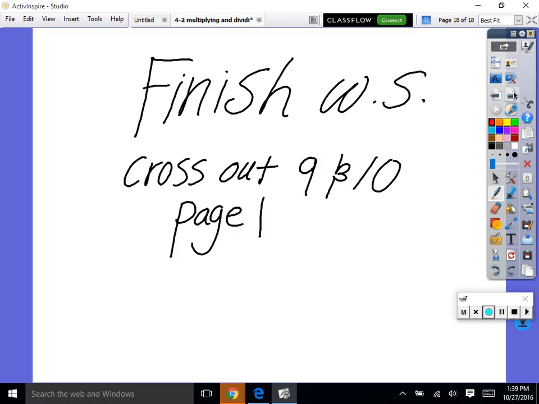Now the rest of the time is yours to start practicing. So say this saying to yourself a few times. Dividing fractions easy as pie, flip the second fraction and multiply.